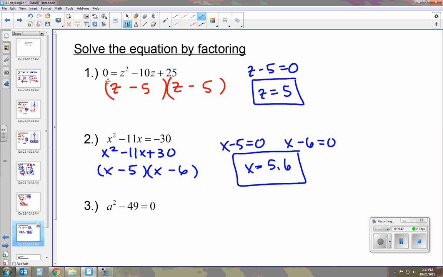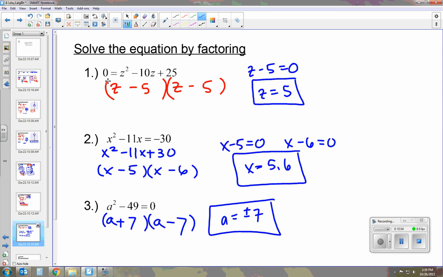And our very last one, this is a special pattern, a difference of 2 squares. And when we have a difference of 2 squares, we just do a plus or minus and the square root of that last number, 49, which is 7. And we're going to get a is equal to plus or minus 7 if we set those equal to 0 and solve.